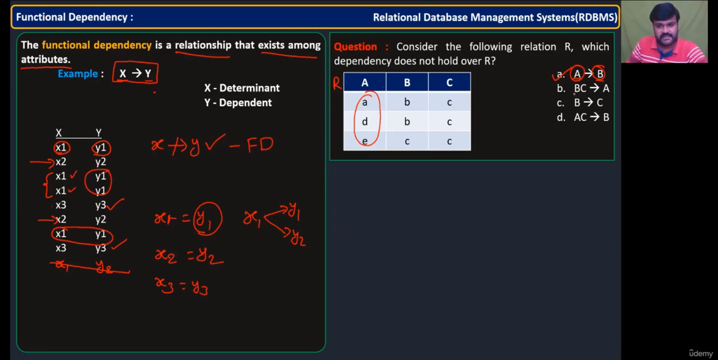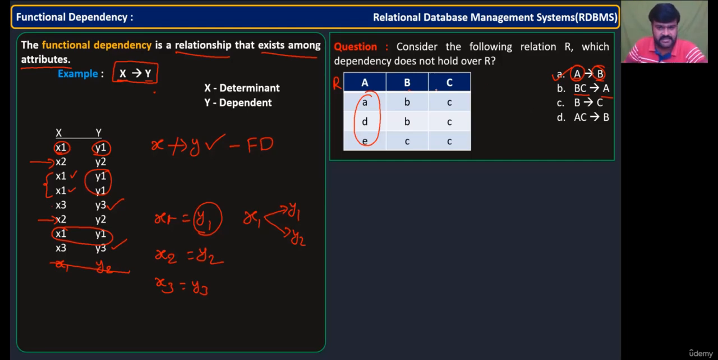Then you can see BC deriving A actually. So BC together, that is why we told X is not just one attribute. X may be a set of attributes. At least one attribute must be there. So now BC deriving A actually.